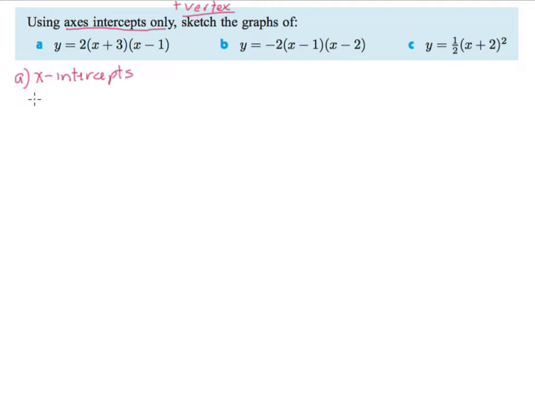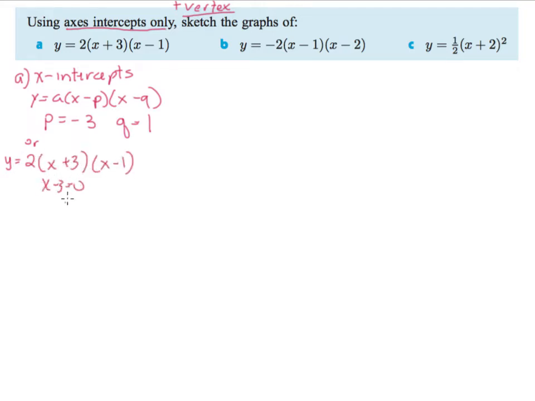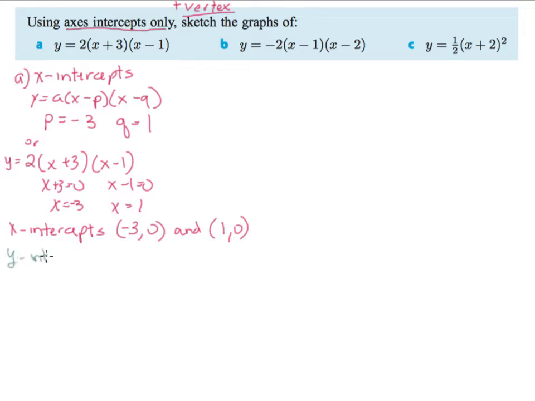So first we're going to find our x-intercepts. In this example, this is the intercept form. So p is equal to negative 3, since I have x plus 3. The opposite of that would be negative 3, and the other one is negative 1. So our x-intercepts, remember, always write our intercepts as a point. It's going to be (-3, 0) and (-1, 0). So make sure you write it as a point.